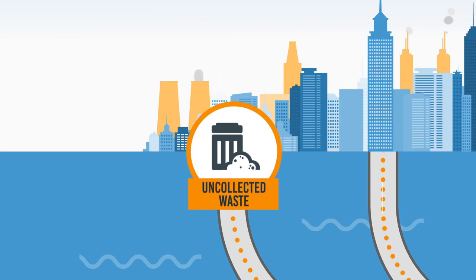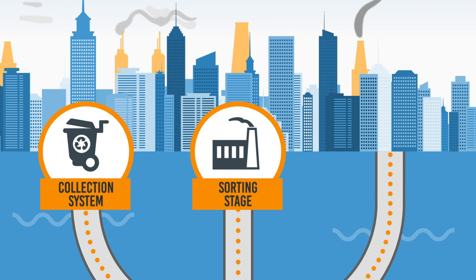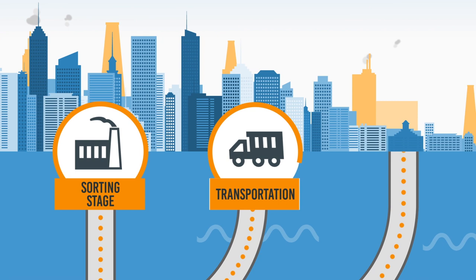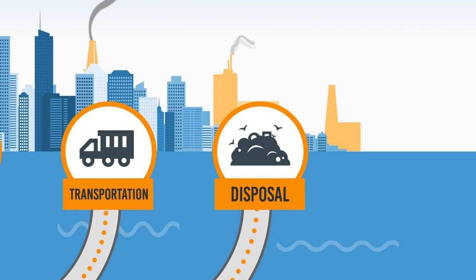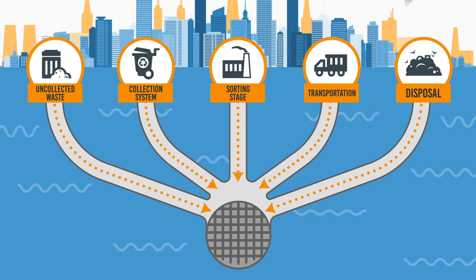The waste leaked from the collection system, both from the formal and the informal sector. The waste leaked from the sorting of recyclables, and again from both the formal and informal sector. The waste leaked when transported to final disposal or processing facility, and the waste leaked from the disposal site. All the plastics escaping from each stage is considered unmanaged, and for this tool, this is the source of the plastics that are leaking into the environment.